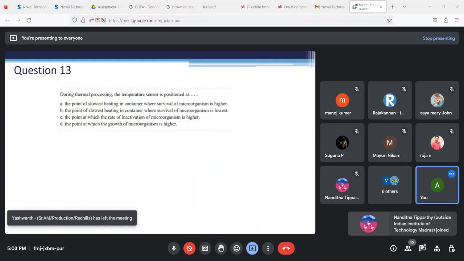Okay, question 13. During a thermal processing, the temperature sensor is positioned at: A, the point of the slowest heating in the container, where survival of microorganisms is higher; B, the point of slowest heating in the container, where survival of the microorganism is lowest; C, the point at which the rate of inactivation of the microorganism is higher; and D, the point at which the growth of the microorganism is higher. So, where do you generally keep the temperature sensor? Option A. Yeah, so you keep the temperature sensor at the point of slowest heating.